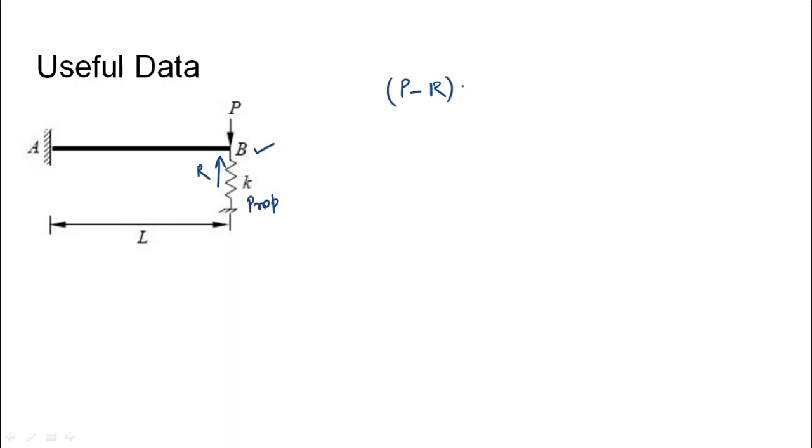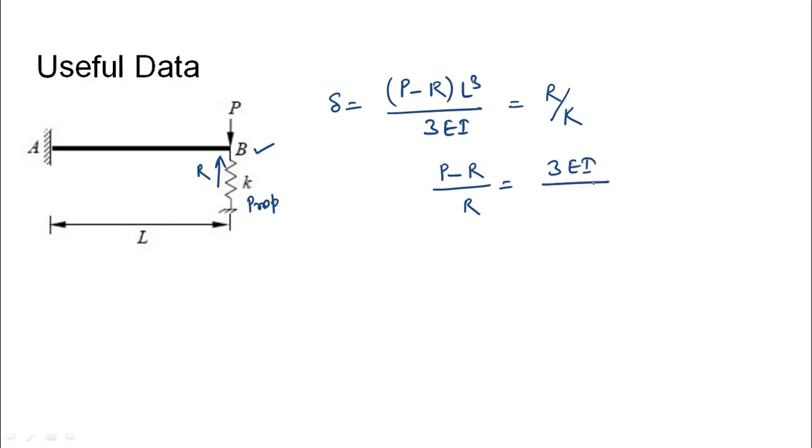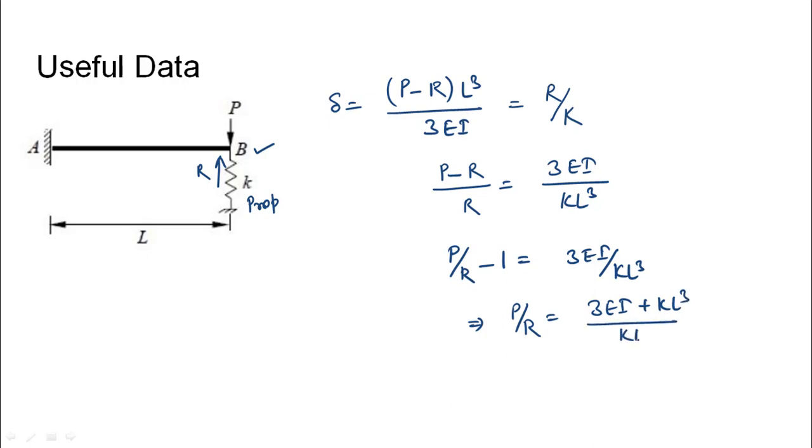Due to this load, the deflection that would happen is (P minus R) L cube by 3EI. But this deflection would also be equal to the load in the spring divided by the spring stiffness. From this equation, we would get (P minus R) by R equals 3EI divided by KL cube. From this, we get P by R minus 1 equals 3EI by KL cube, which would give us P by R as (3EI plus KL cube) divided by KL cube.